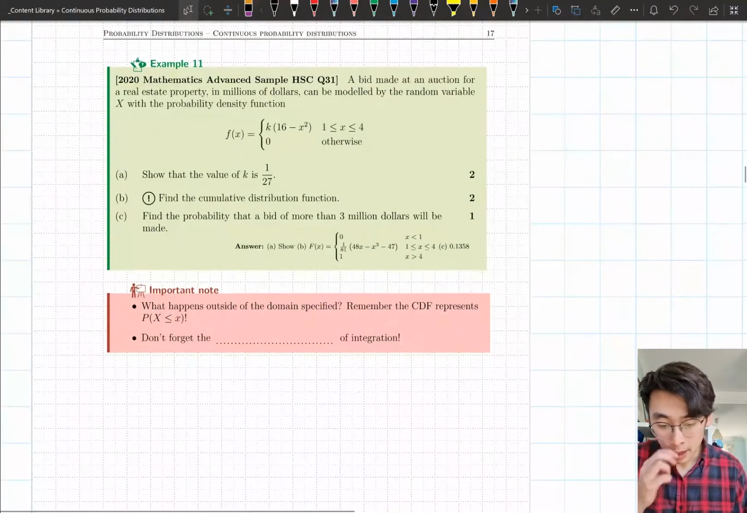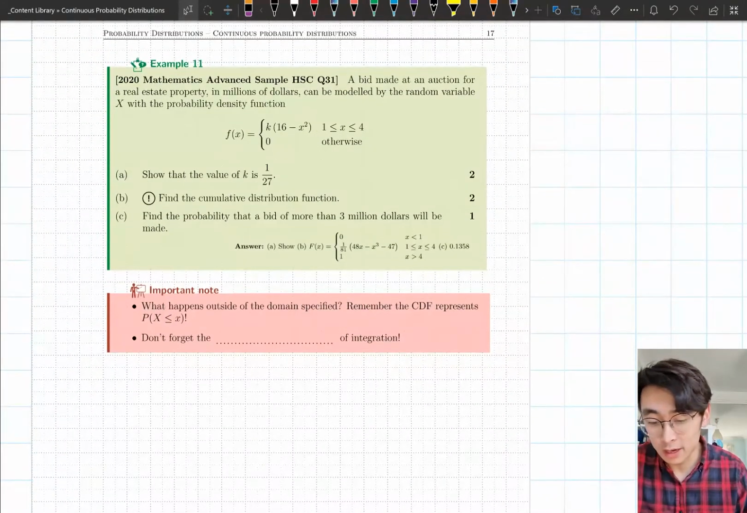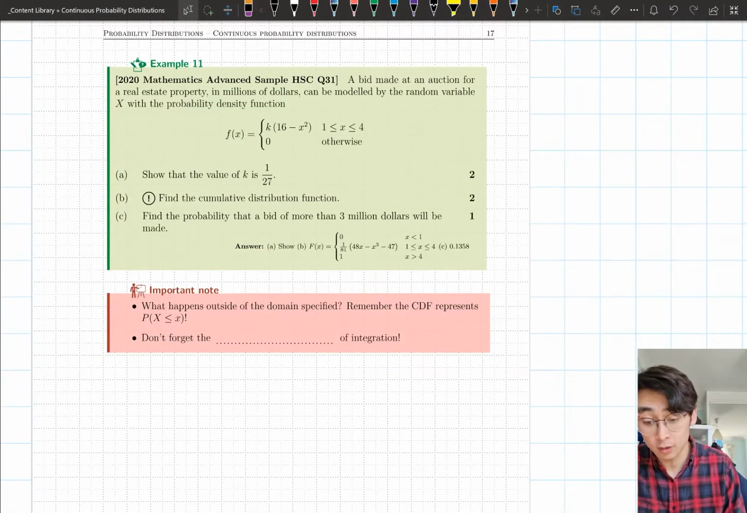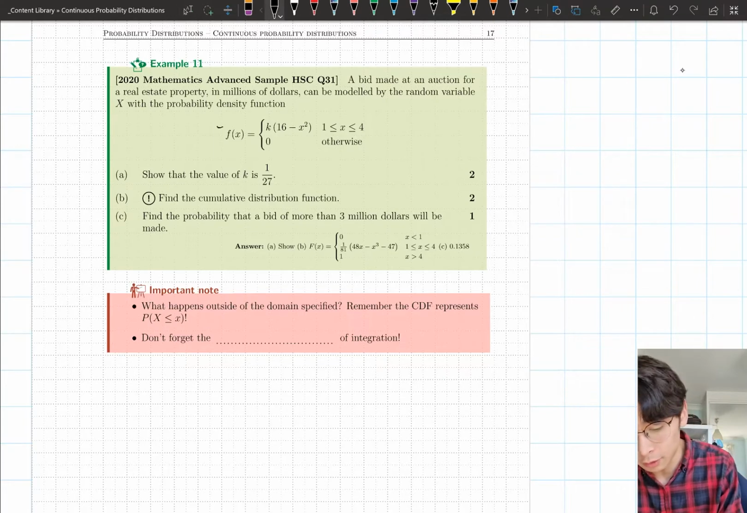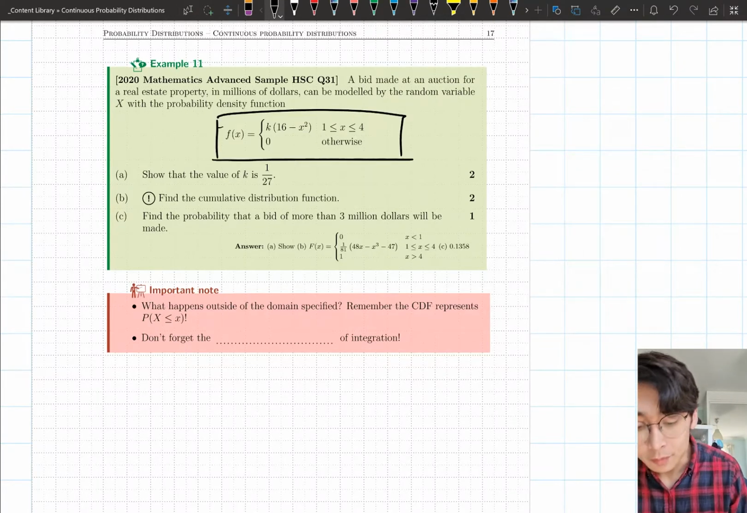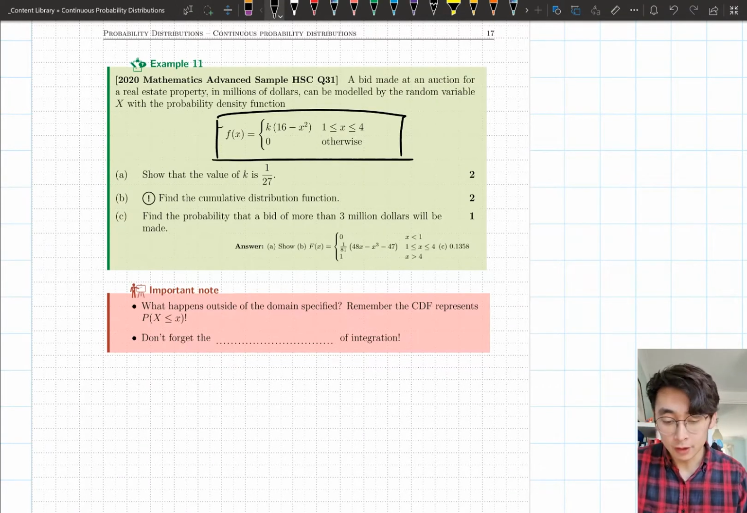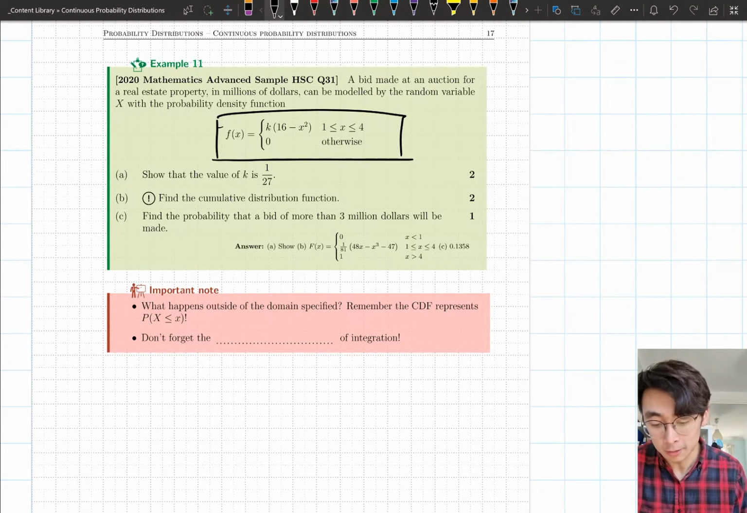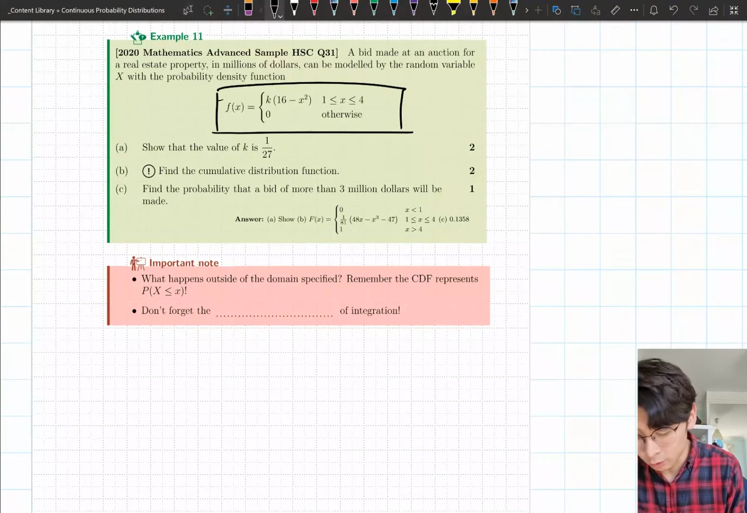Okay. A bid made at an auction for a real estate property in millions of dollars can be modeled by the random variable x with a probability density function as following. So, for this one, we've got our probability density function here. Part A, show that the value of k is equal to 1 over 27.